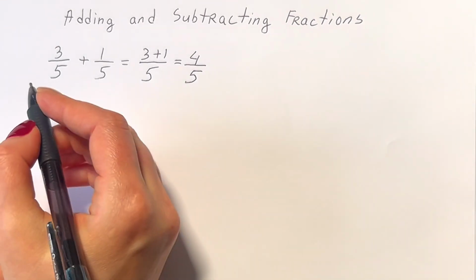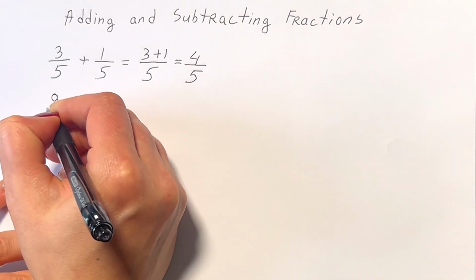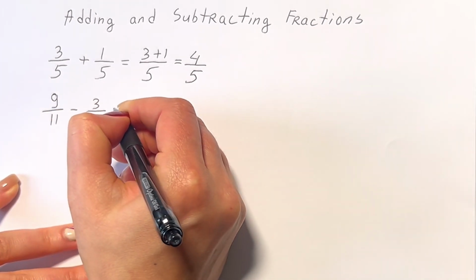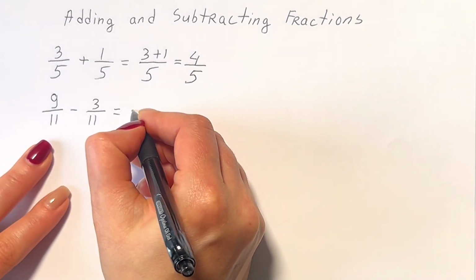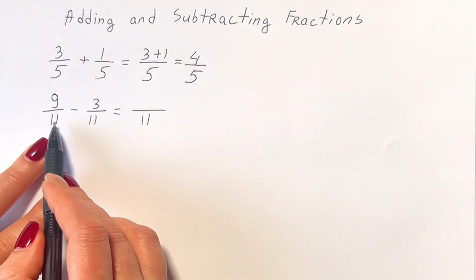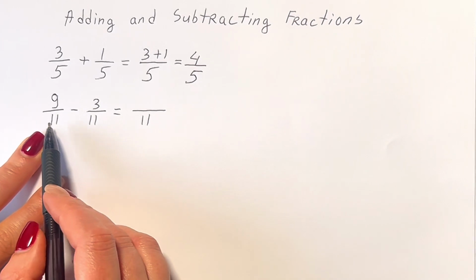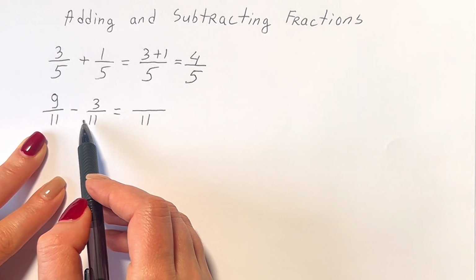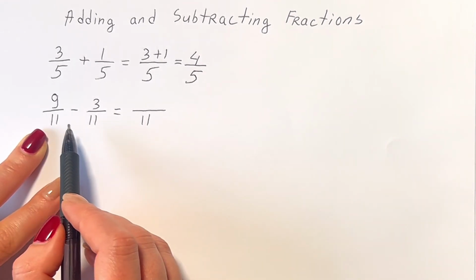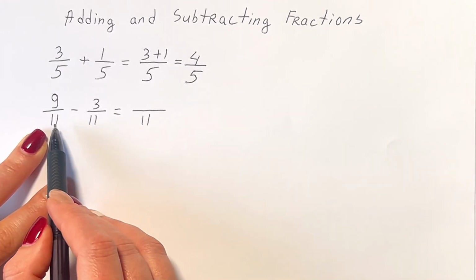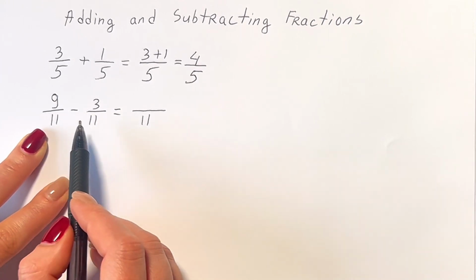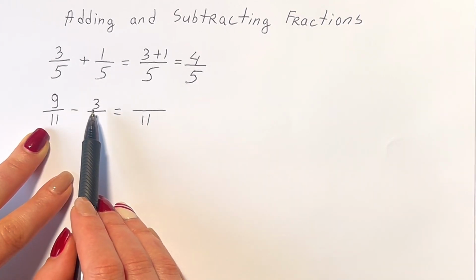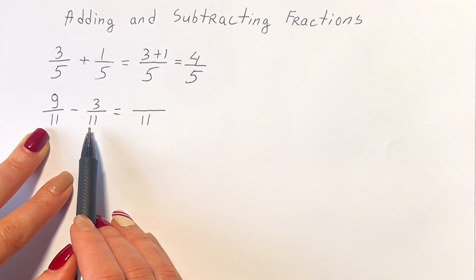Okay. What about the subtraction? Let's say we have 9 over 11 minus 3 over 11. Again, the denominator is the same. The first friend ate 9 pieces out of 11 pieces of a pizza. The second friend ate 3 pieces out of 11 pieces of a pizza. The size of the pieces in this situation is the same. So, first friend ate 9, second friend ate 3 out of 11 pieces of a pizza.